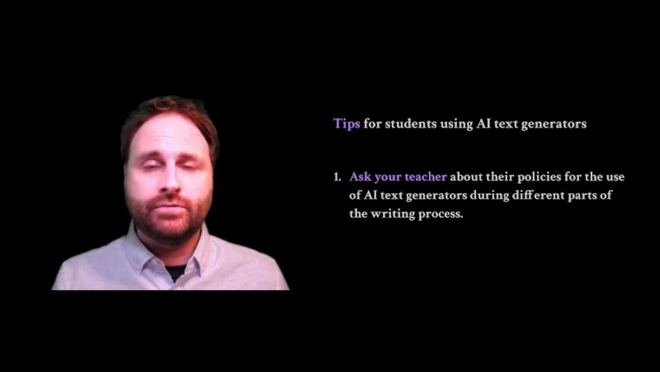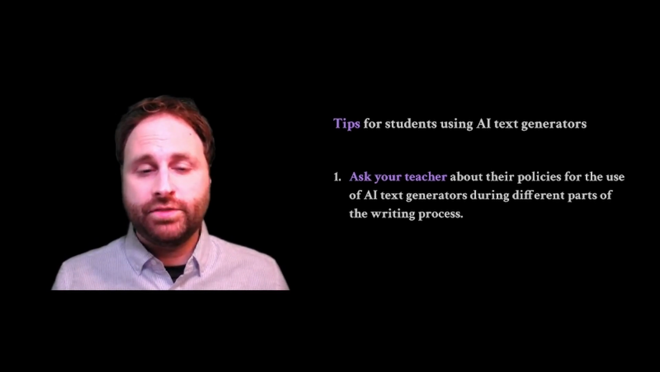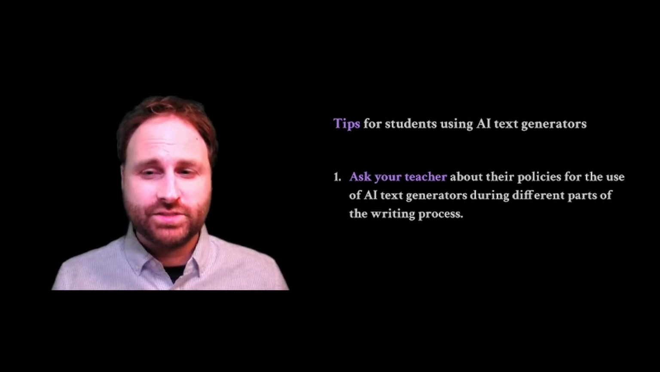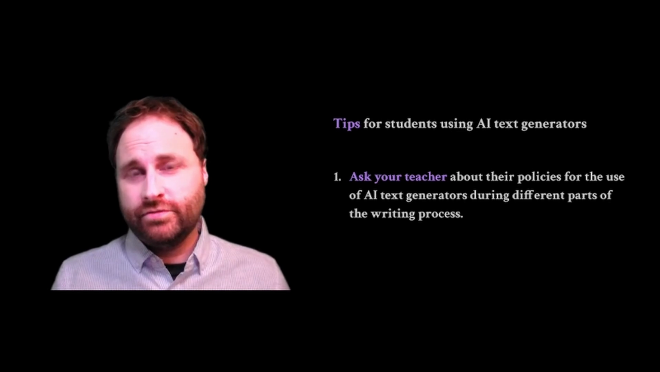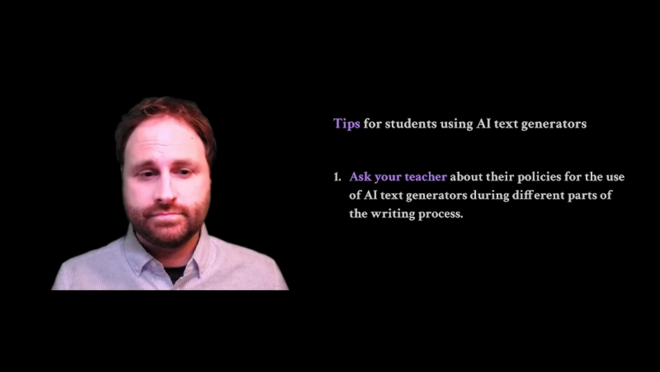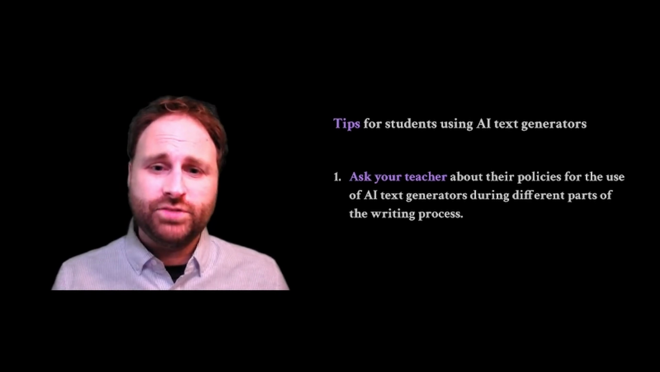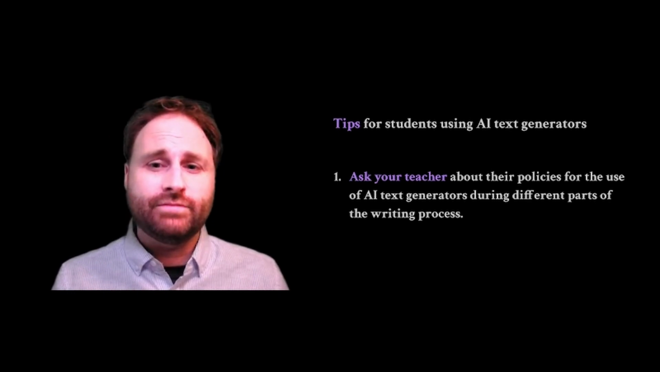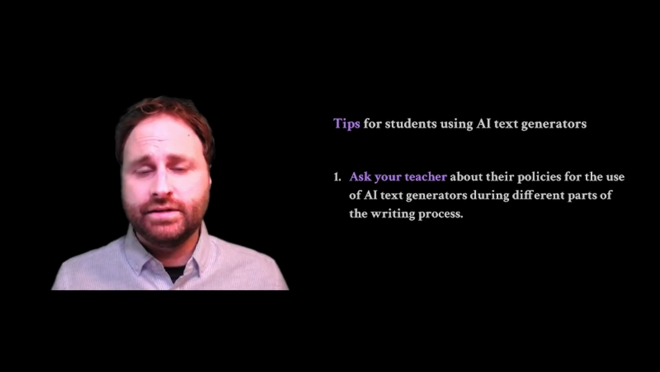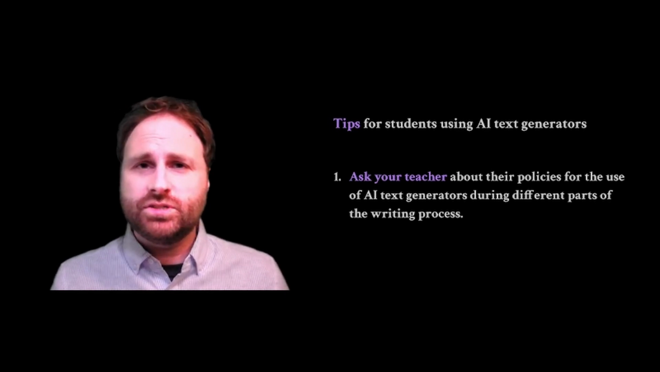To wrap up this video, I want to share some tips I've come up with based on my experience. I hope these tips will help students who might want to use AI text generators to more effectively and ethically use them when writing and researching for school. My first tip is ask your teacher about their policies for the use of AI for different parts of the writing process. The results from Barrett and Pack's survey I discussed toward the beginning of this video highlight how different teachers have different expectations, and you may need to ask in order to know what your teacher thinks about students using AI.